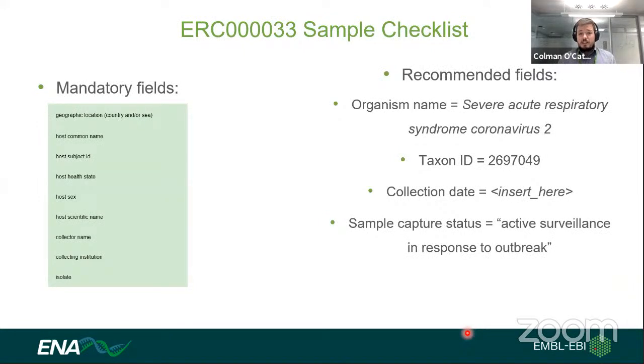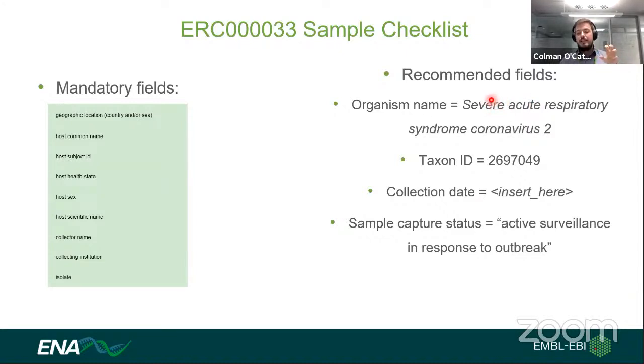So this checklist that I just mentioned covers some mandatory fields here on the left. So these are things that you cannot submit to the ENA, like your sample will not go through unless you filled in these mandatory fields. And these are pretty straightforward: geography, host common name, IDs. These are like user IDs, health state, diseased, healthy, not applicable, not collected, host sex, host scientific name, collecting institute, isolate.